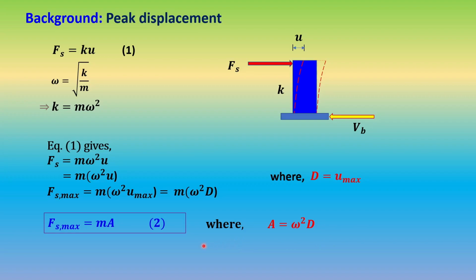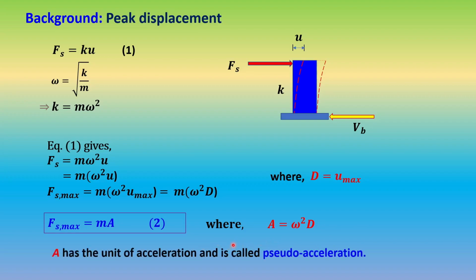With this substitution, it is found that this A has the unit of acceleration, and this is called as pseudo acceleration. Omega equal to radian per second square. Radian you can say has no unit for the timing, and D is displacement. So it becomes displacement per second square, which is nothing but acceleration. It is not true acceleration U double dot, but a kind of acceleration having the similar unit, and that's why it is called pseudo acceleration.